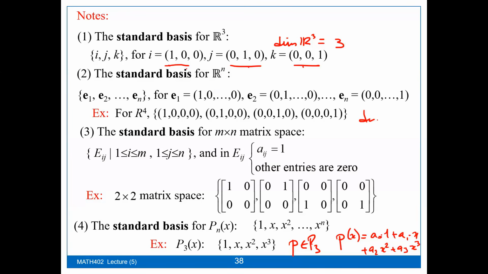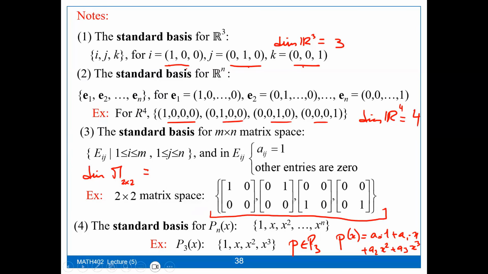What is the dimension of R4? 4, because this is the base and it has 4 elements. What is the dimension of the set of matrices of order 2 by 2? This is the base of this set of square matrices of order 2. How many elements does it have? 4 elements. What is the dimension of this space? It's 4.